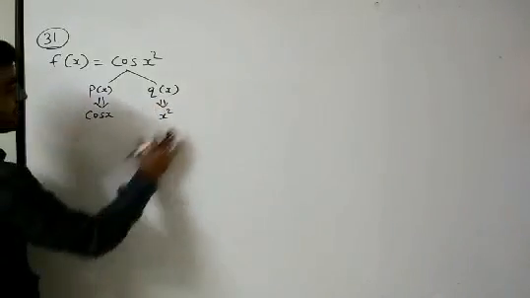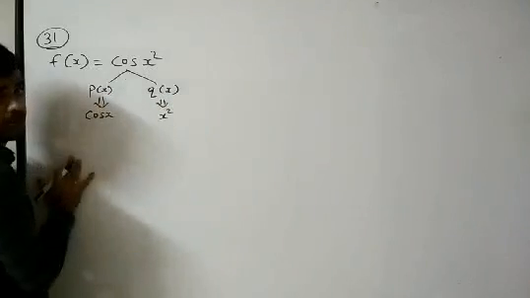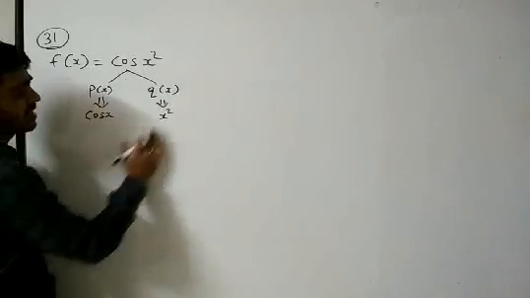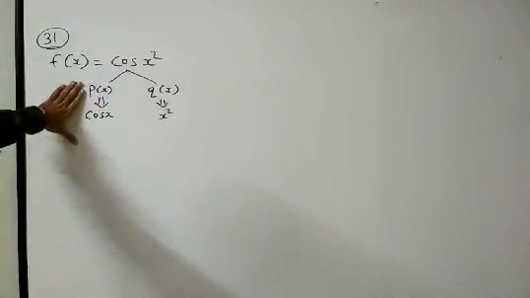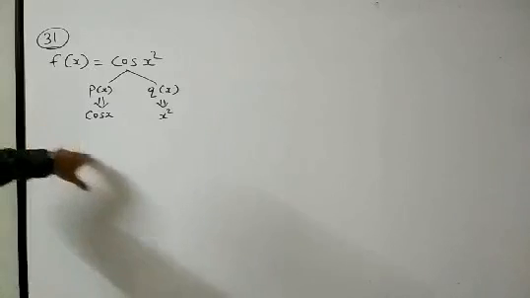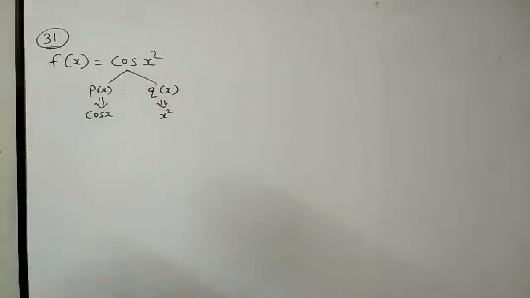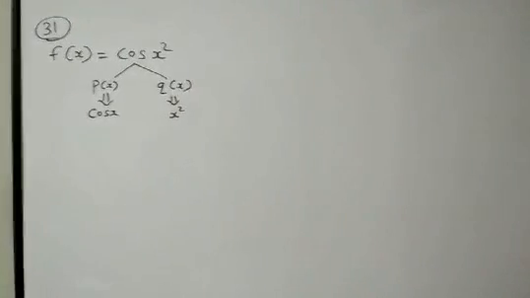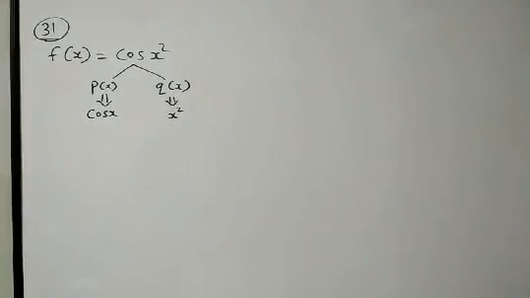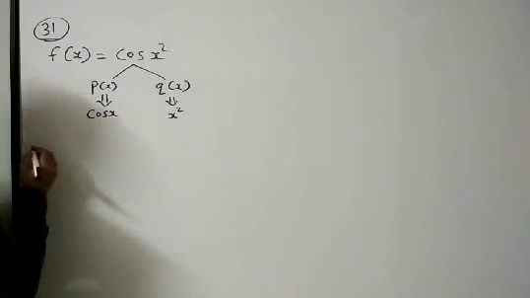Now don't multiply this, right? It is not multiplication. Cos x into x square is different. But we are considering p of x is equal to cos x and q of x is equal to x square. Now why are we doing this? Right? Why are we doing this? See, we are considering that p of x is equal to cos x and q of x is equal to x square. Now listen.